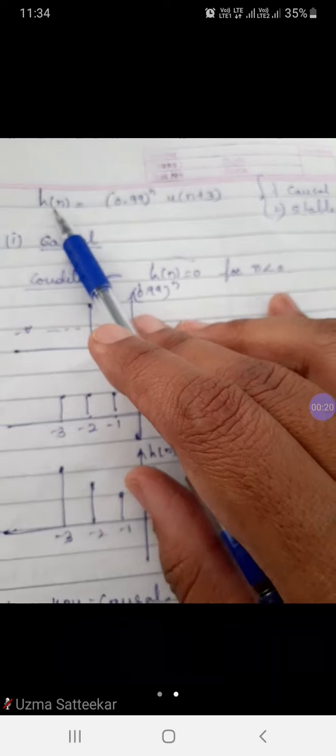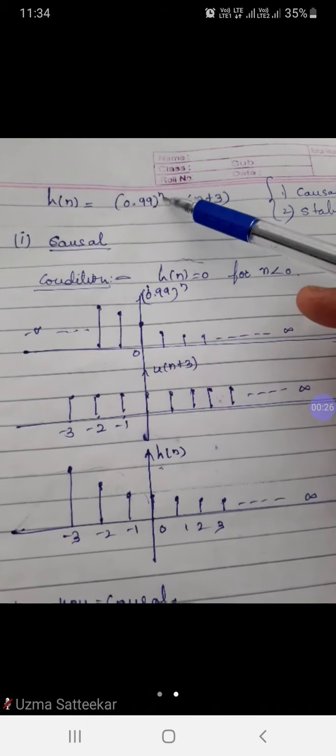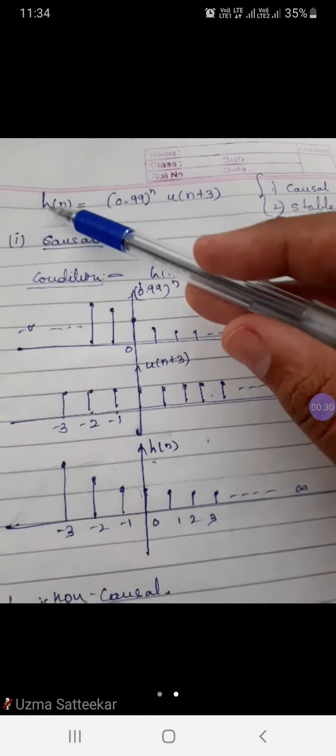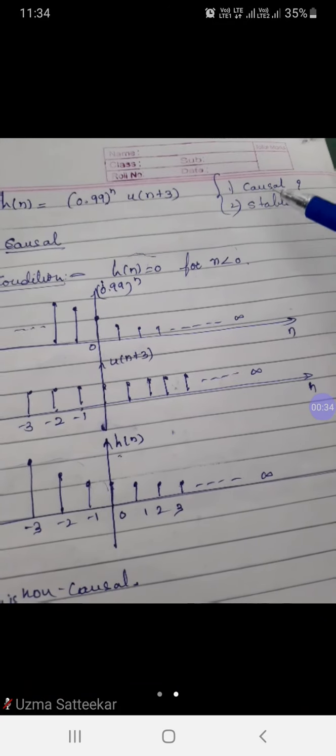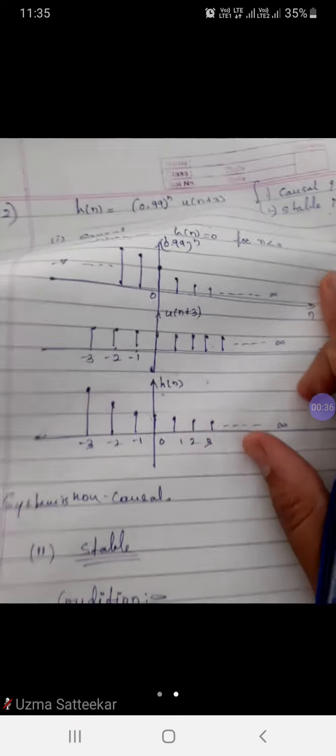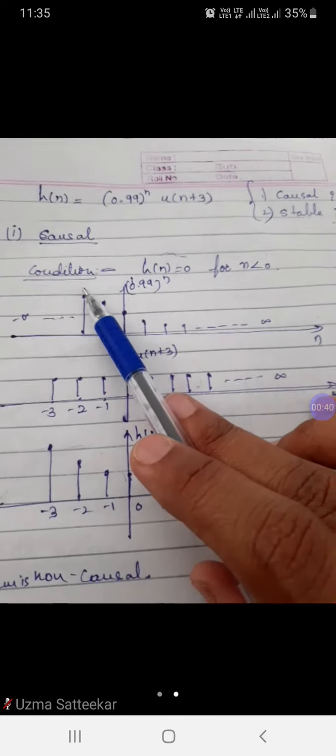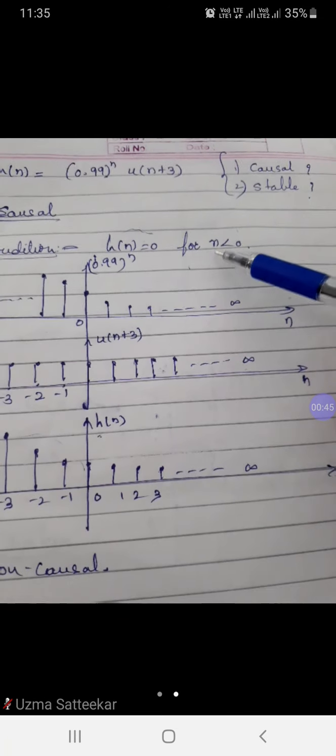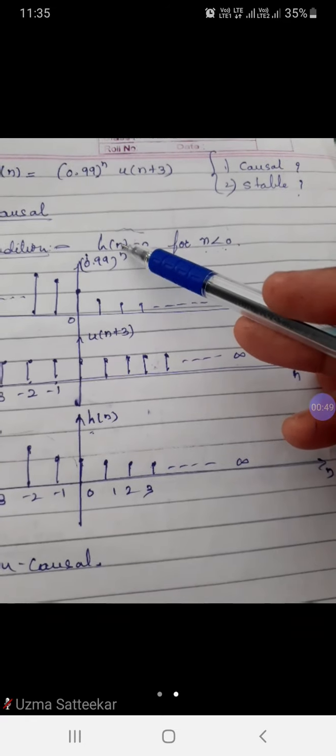Given impulse response h of n is equal to 0.99 raised to n multiplied by u of n plus 3. This is the given impulse response. We need to check for causality and stability. First, let's go for causality. What is the condition for causality? Impulse response value should be 0 for n less than 0. Means on the left hand side, we should not have the h of n.